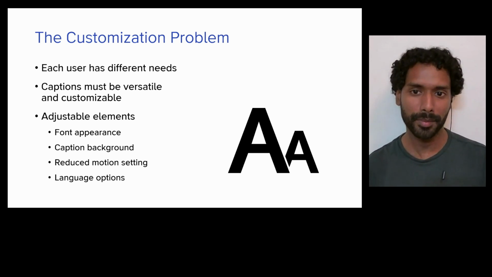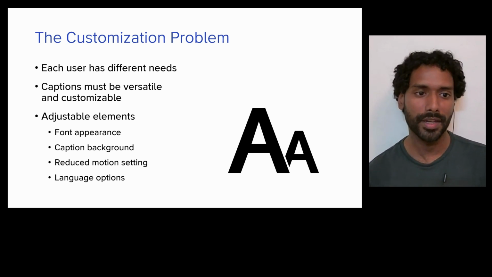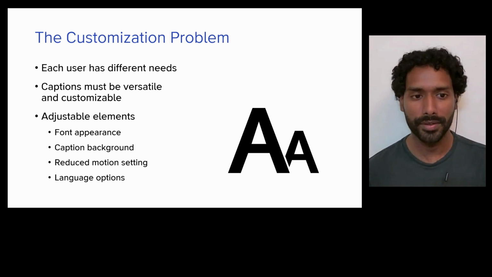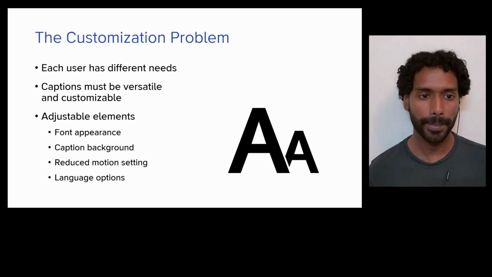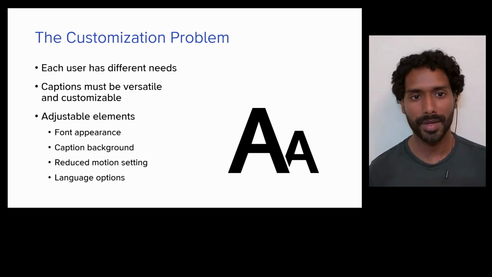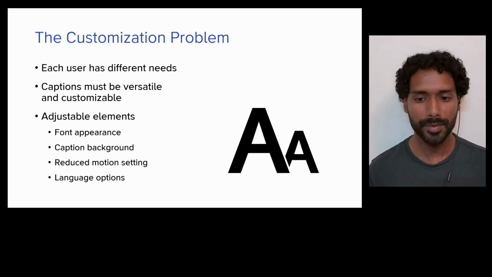And finally, we also need to think about different languages. Some languages like Arabic, for example, have right to left text, which means that the normal way of rendering text in Unity probably doesn't work in that case. So there's a number of customization aspects that we need to think about when developing captions.